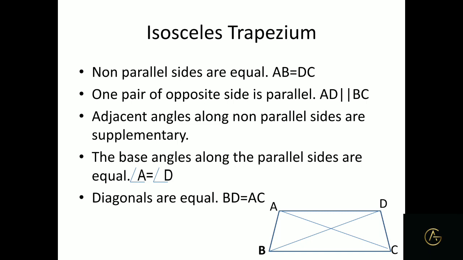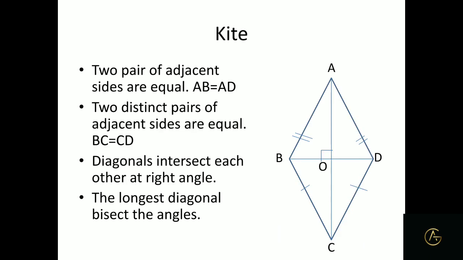Now here comes another point. The base angles along the parallel sides are equal. Angle A and angle D are equal, and similarly angle B and C are equal. And in this trapezium, the diagonals are also equal. Diagonal AC is equal to BD. This becomes the isosceles trapezium.